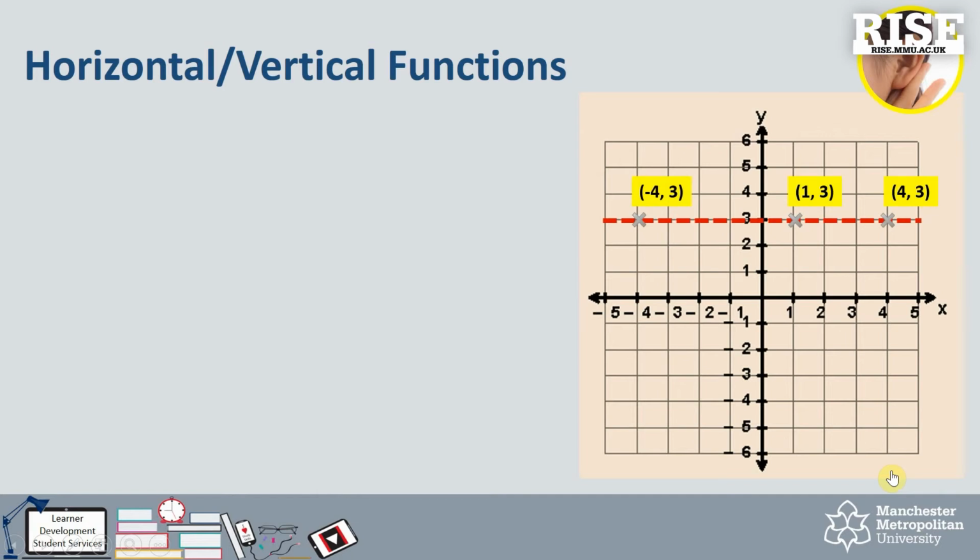What do you notice in common about all of those? Well, yeah, they all have a 3 in them, particularly in the y position. So therefore, it means that every point on that line satisfies the conjecture that y equals 3. So therefore, the equation of that line is just y equals 3. Let's look at some more.